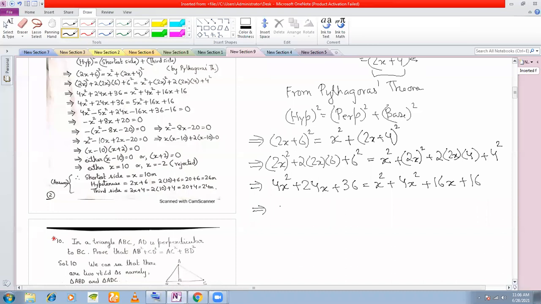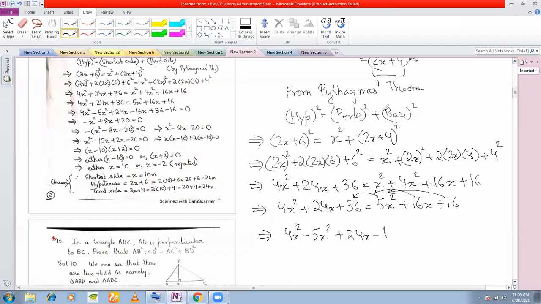Now you simplify on both sides. So you get 4x square plus 24x plus 36. And here x square plus 4x square will combine to give you a 5x square. And 16x is already there plus 16. Now you take everything on the other side, express it as a quadratic equation. All three you take on the other side. Okay, so you get 4x square minus 5x square plus 24x minus 16x plus 36 minus 16 is equal to 0.